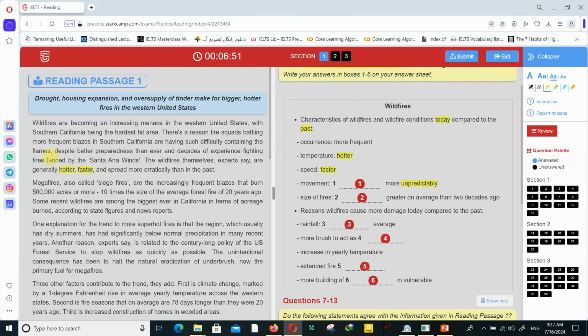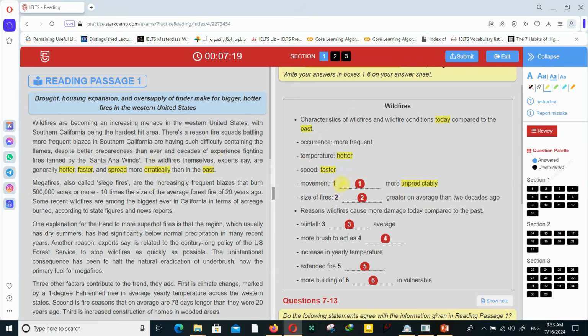These are the highlighted keywords in the question. And spread more erratically than in the past. Here it says past, so comparison from today to the past. And erratically actually is equivalent somehow to unpredictably. These are not the synonyms, okay? But they use other words. Most of the time they paraphrase or use other words to make you confused, but these are the same.